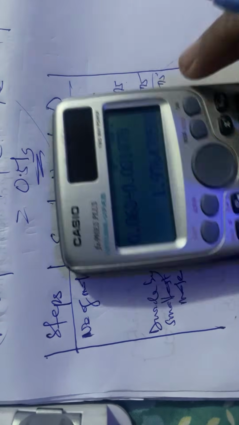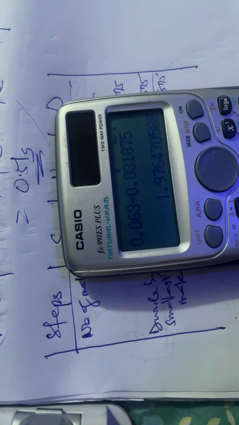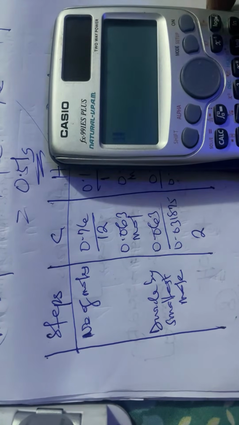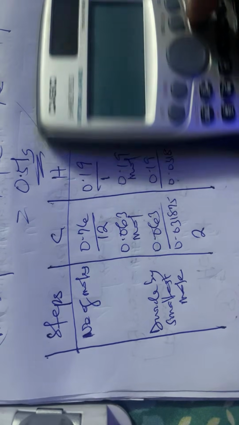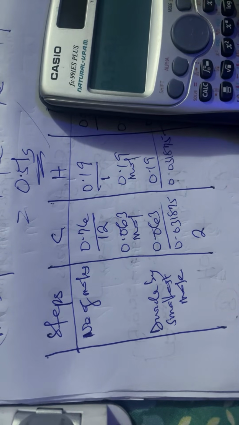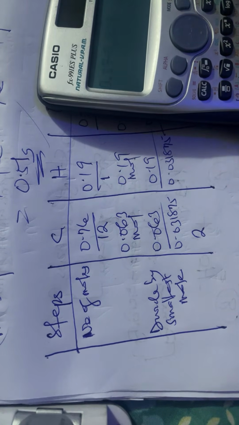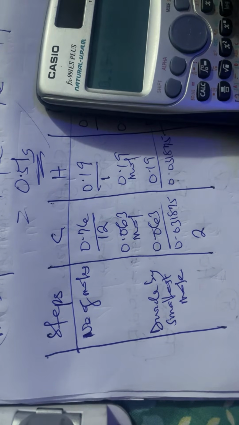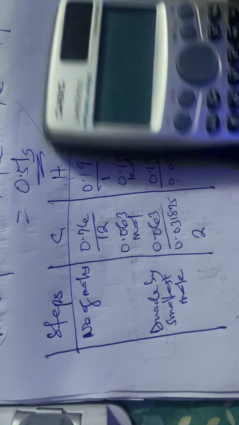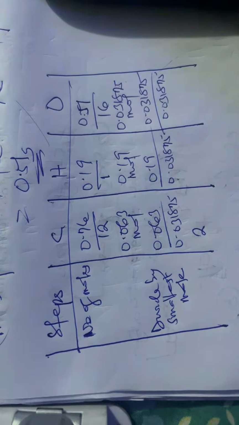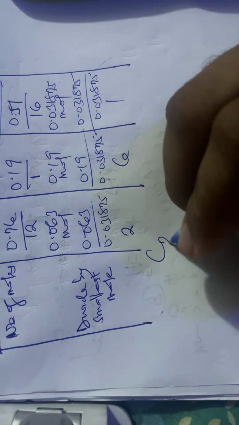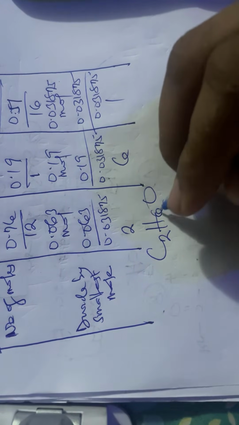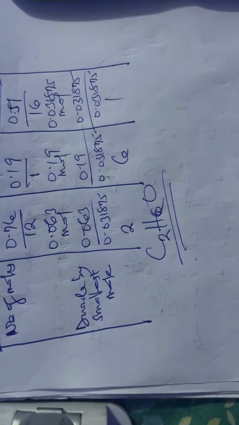We have to remember to round it up to the nearest whole number. So then this one, 0.19 divided by 0.031875. When we divide, we'll get 5.96, which is approximately 6. Why is this one 1? So the empirical formula is going to give us C2H6O. So this is the empirical formula.